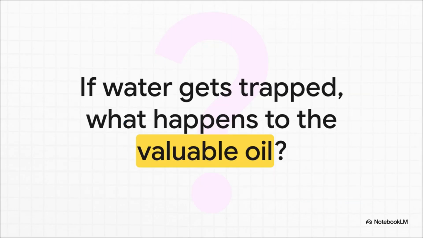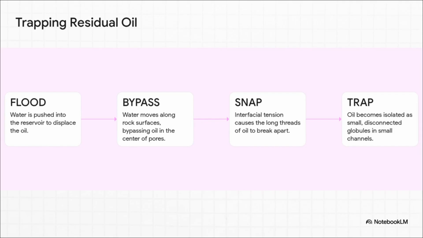Okay, so that explains the trapped water. But what about the oil itself? I mean, if you're pushing water in to force the oil out, why doesn't all of it just come along for the ride? Well, here's how the oil itself gets trapped. It's a pretty cool process. First, you flood the reservoir with water to push the oil out. But because the rock is water wet, that water just creeps along the surfaces and it ends up bypassing these long threads of oil that are flowing in the center of the pores.